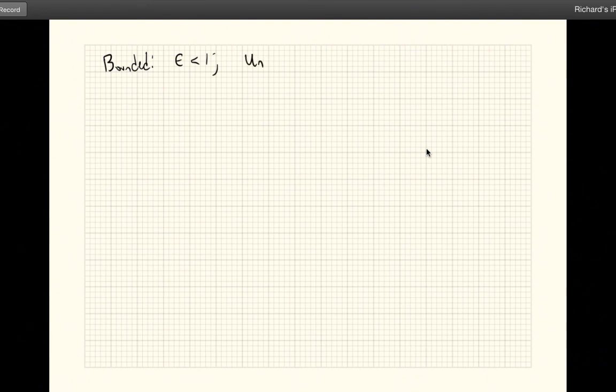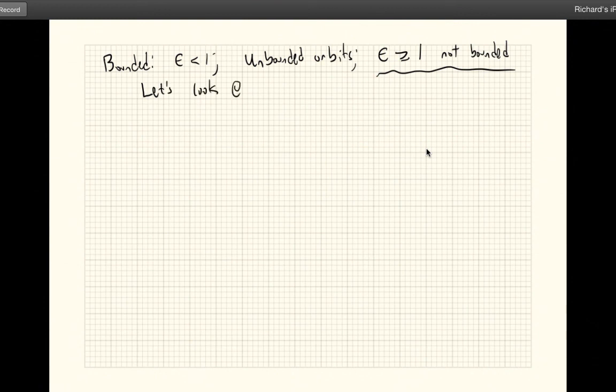Now you can have unbounded orbits where you have basically epsilon greater than or equal to 1. Okay, that's a non-bounded orbit. And I'm just going to look at the specific case of epsilon equal to 1, which then gives the following. From this equation here, r equal to c over 1 plus epsilon cosine phi. We just got this is equal to 1 plus cosine phi. Right? So we're just going to look at that.